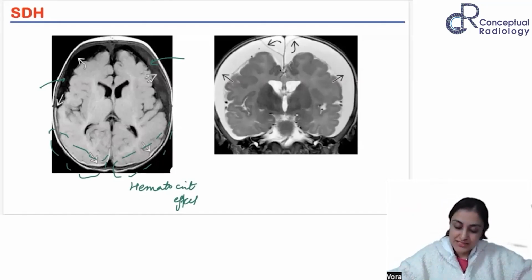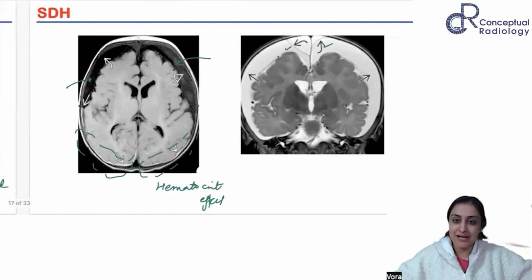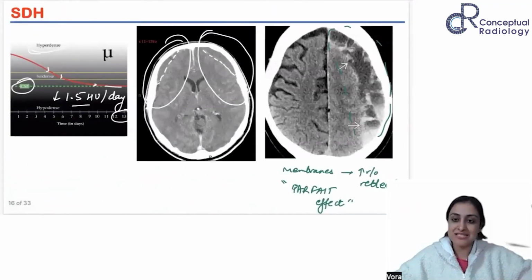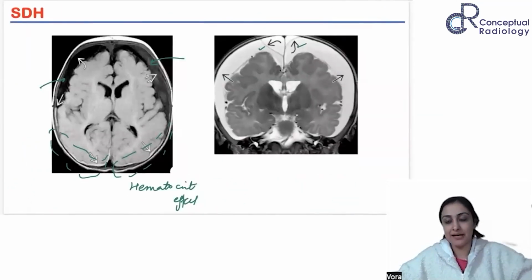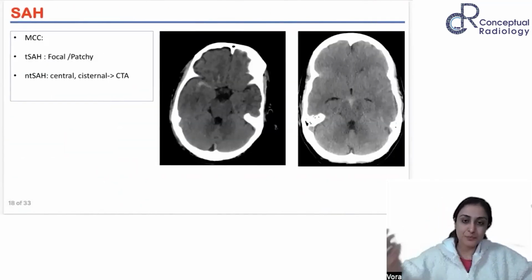In addition, you see these membranes very well. इसमें imagine करना पड़ रहा था parfait को. इसमें you can see the membranes on the MRI in chronic collections, subacute to chronic collections.